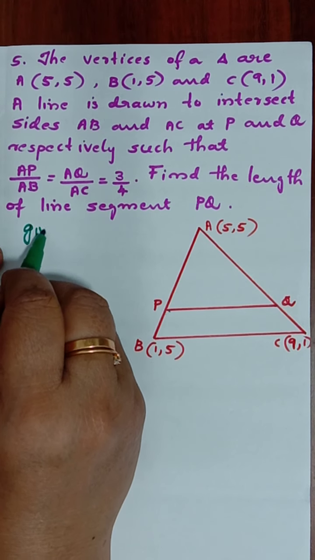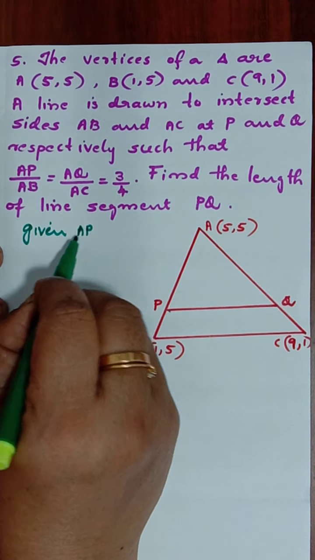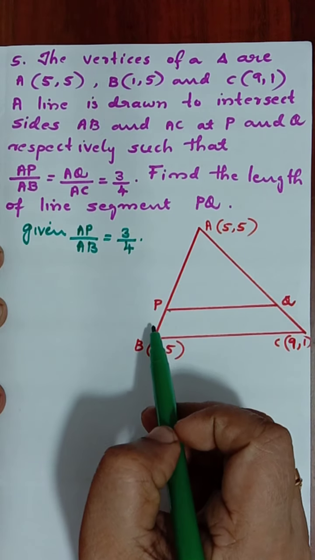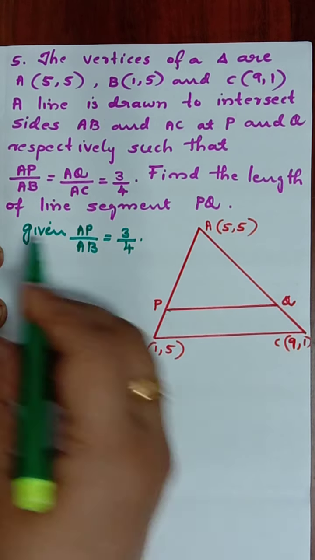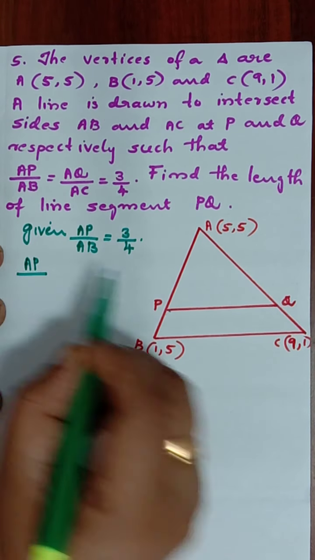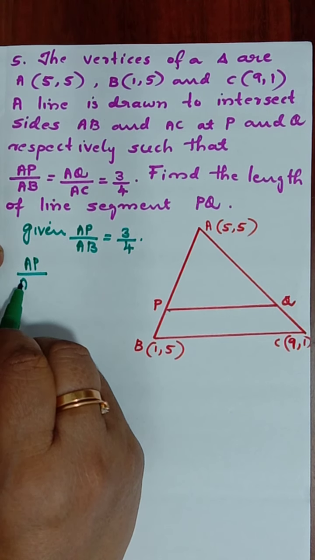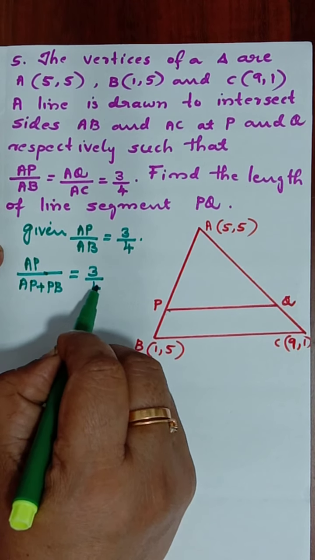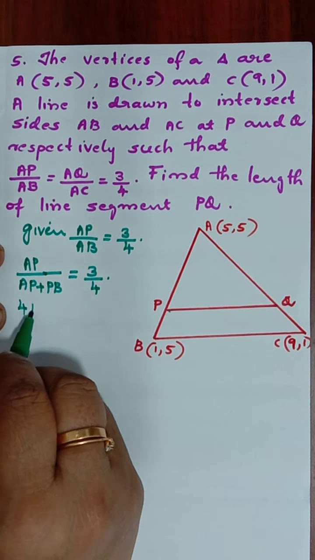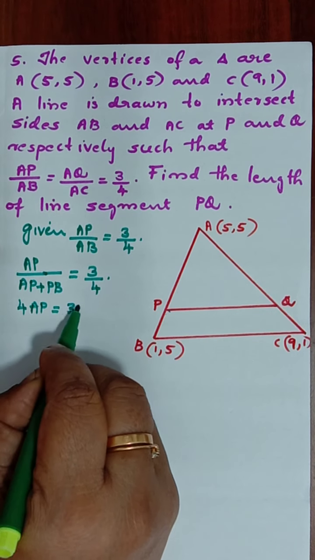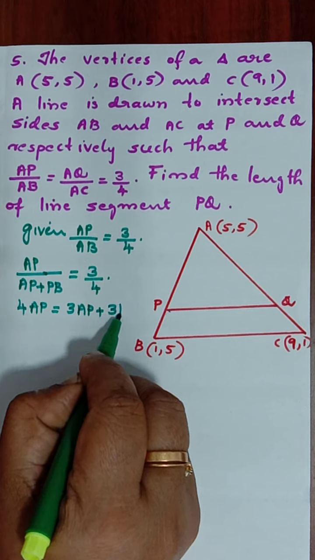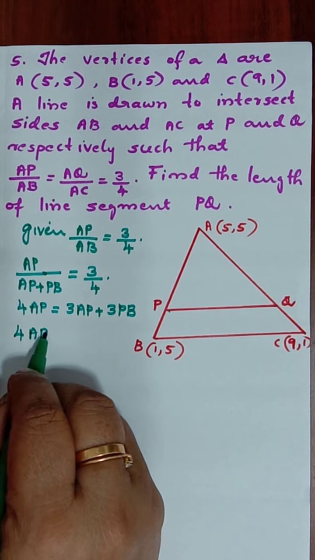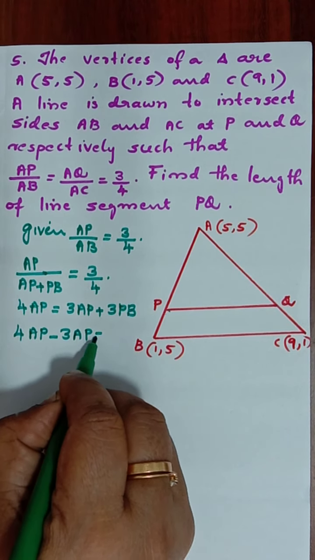So we have to start with, we are given AP by AB is equal to 3 by 4. Always we know it is 3:1, then only 3 by 4 will come. But better you write the steps. AP by AB is AP by (AP plus PB), that's equal to 3 by 4. Cross multiply. 4AP is equal to 3AP plus 3PB. To both you have to multiply by 3. Transfer: 4AP minus 3AP equal to 3PB.